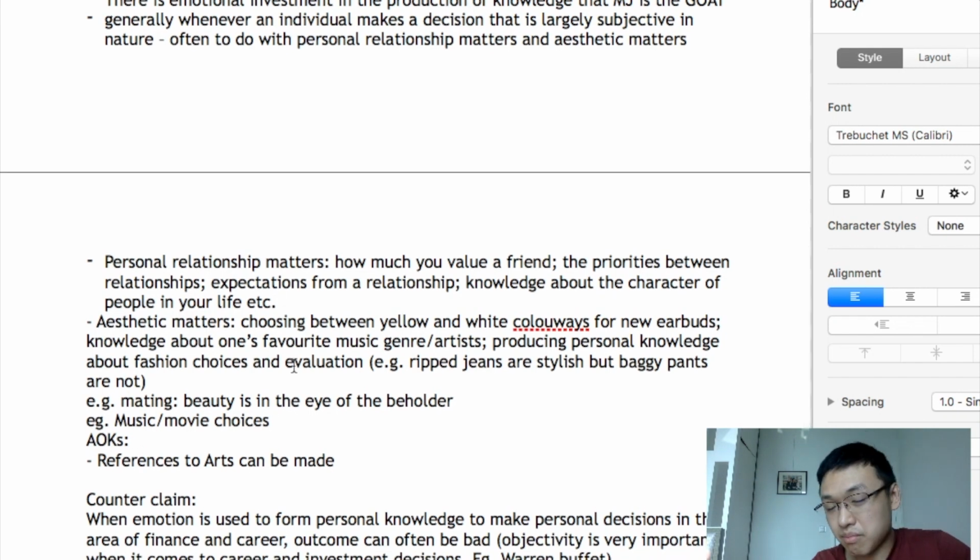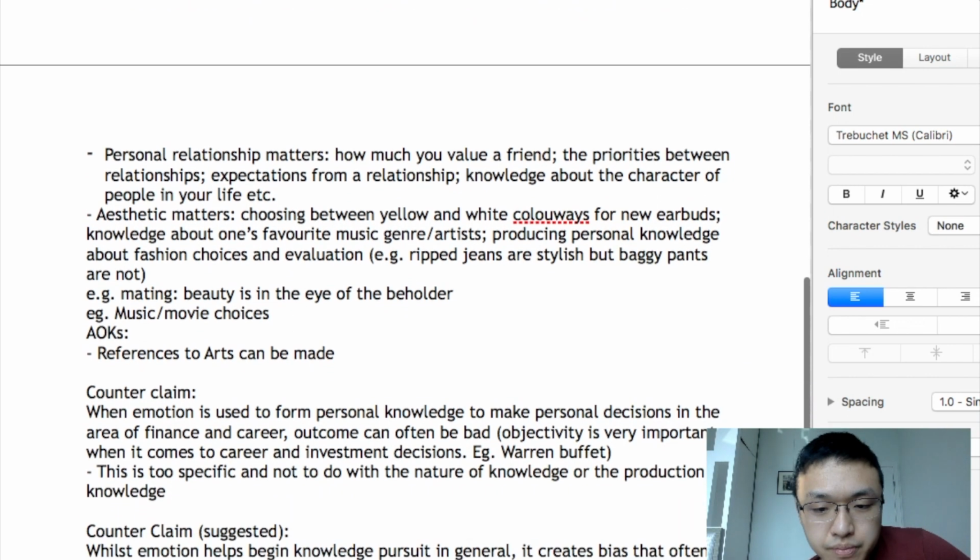And for aesthetics matters, different people have a different aesthetic point of view, right? Some people like black, some people like yellow, right? So as you know, beauty is in the eye of the beholder, right? So emotions influence how we feel about a certain aesthetic choice, and therefore it influences our decisions, right?